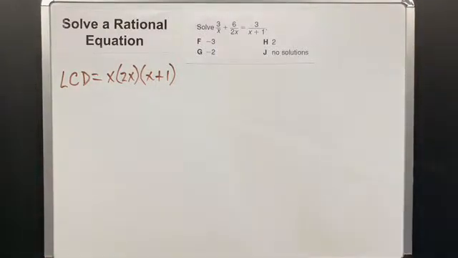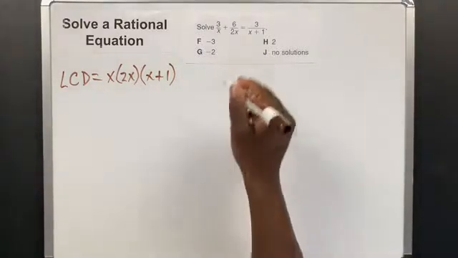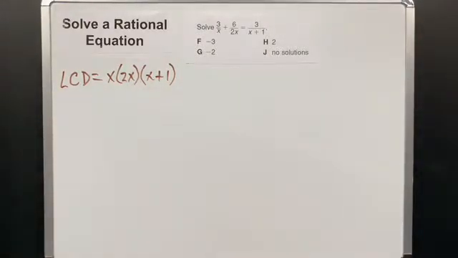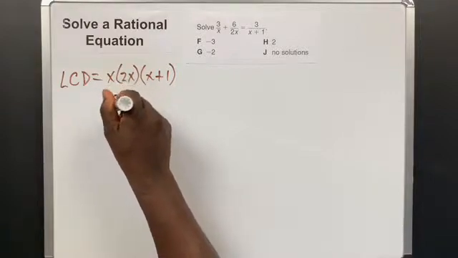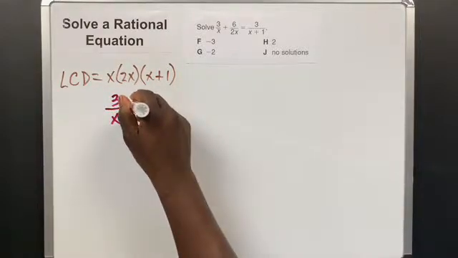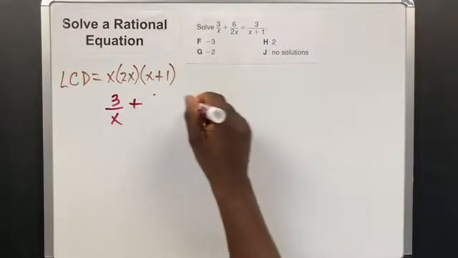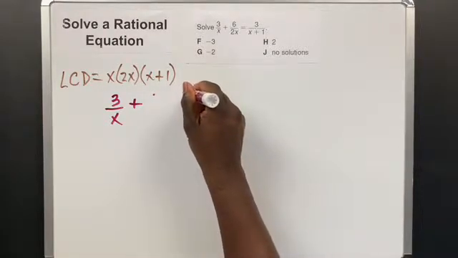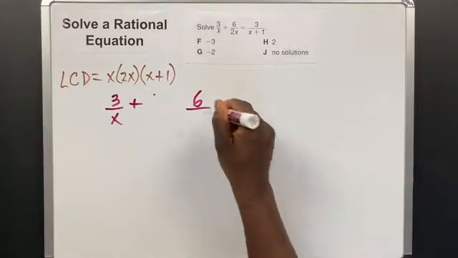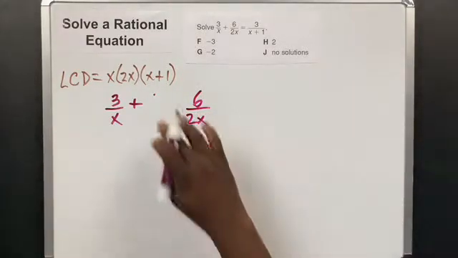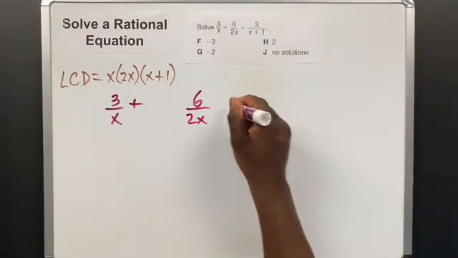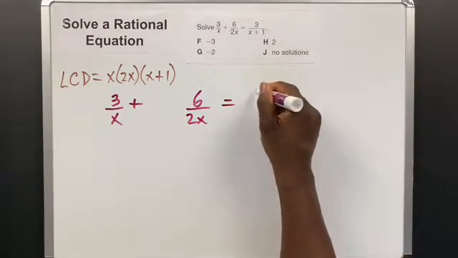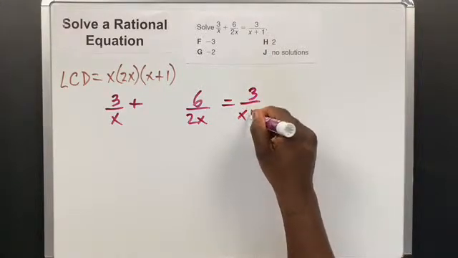All right, so I'm going to copy this rational equation again. Make sure you copy it correctly. We have 3 over x plus, I'm going to put some space in here, 6 over 2 times x. You'll understand why I'm doing that. And then equals 3 over x plus 1.